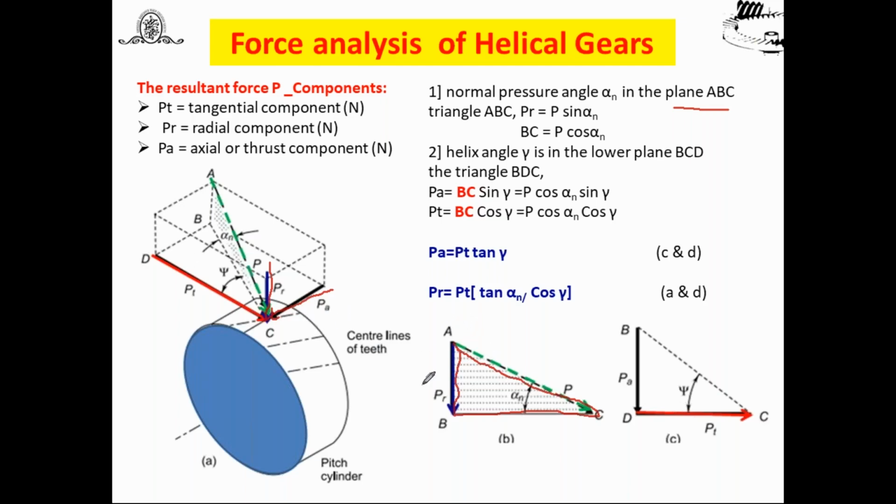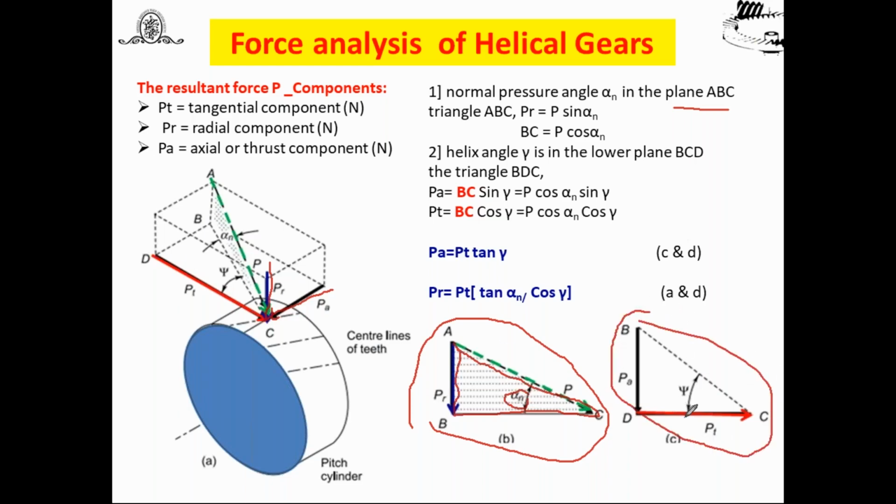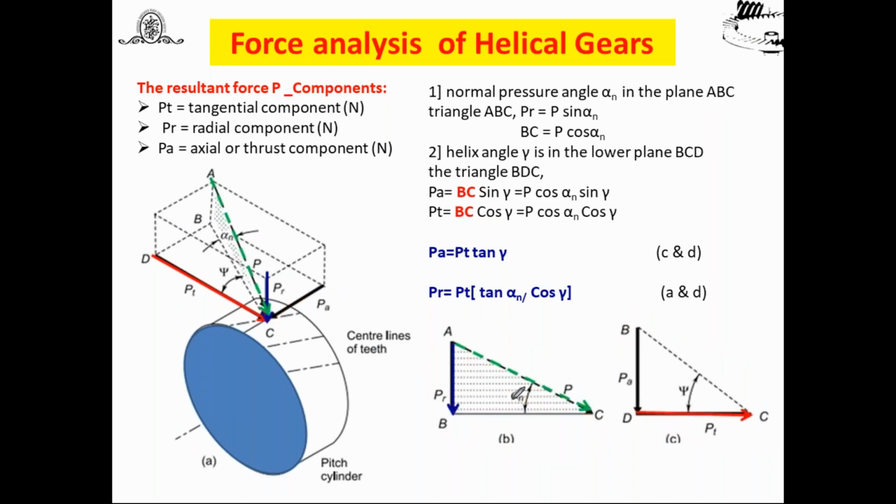This is one plane, and this angle is the pressure angle. The second one is BCD. Here again it is constructed, and the angle is the helix angle psi. For this DB, this is PA, and this is PT. Try to understand this, no need to be confused.